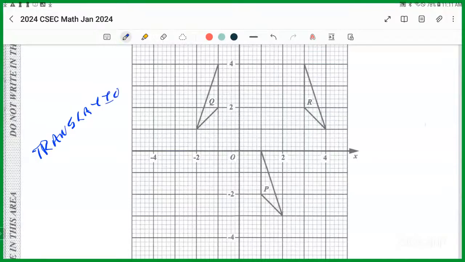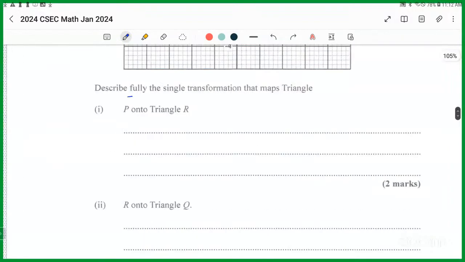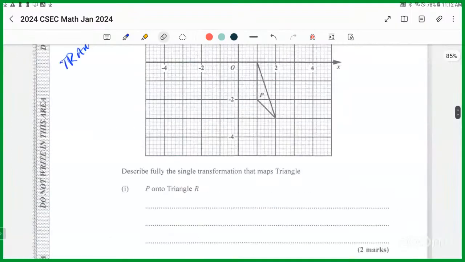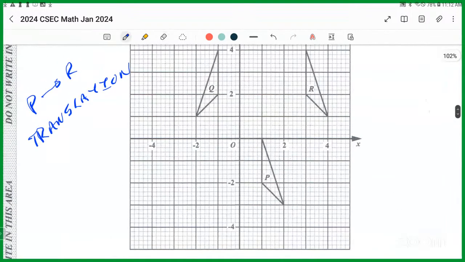But you cannot just say it's a translation. You have to give the components of the translation. That's from P to R. P to R is a translation, but you cannot just say that and think it's enough. The question says fully. How you describe a transformation fully is to give the name and the components, the measures of the transformation. So the name is translation, and you need to get the components of the translation. The components are how many units left or right and how many units up or down.